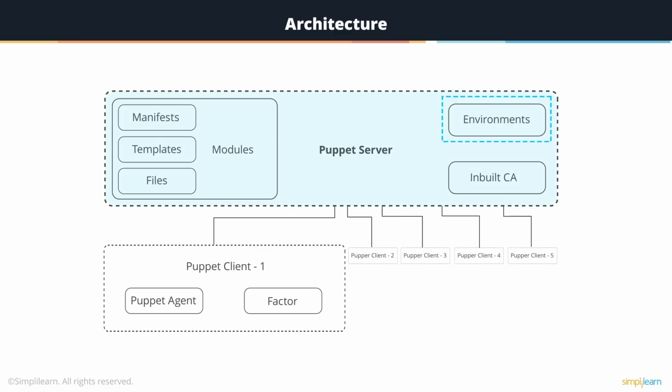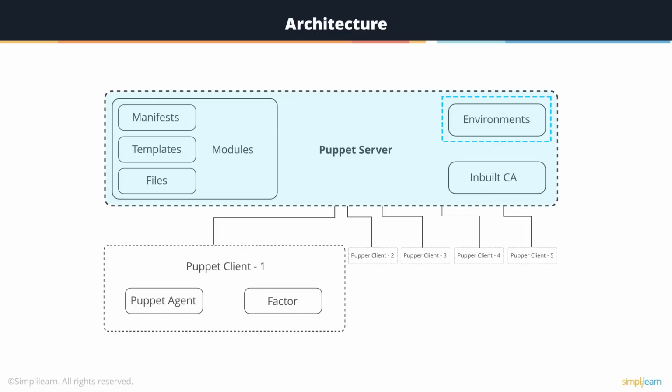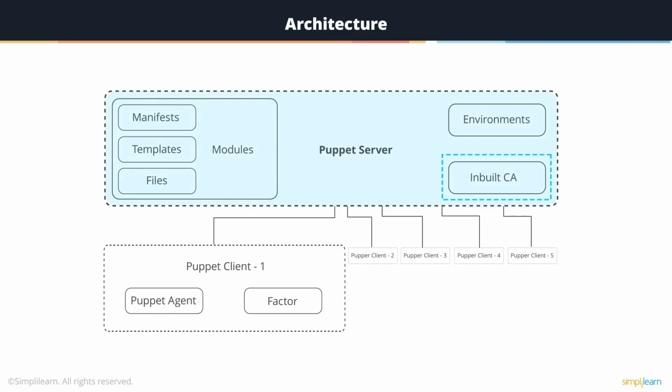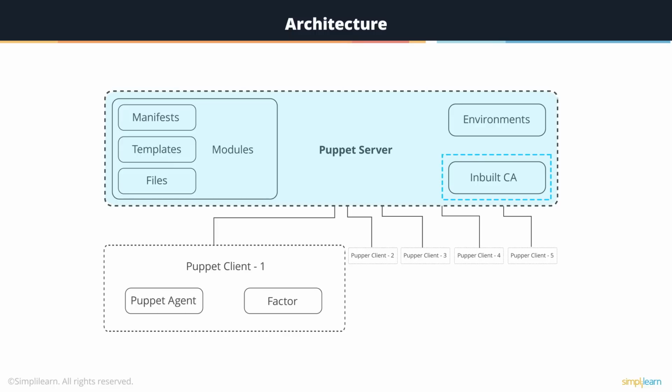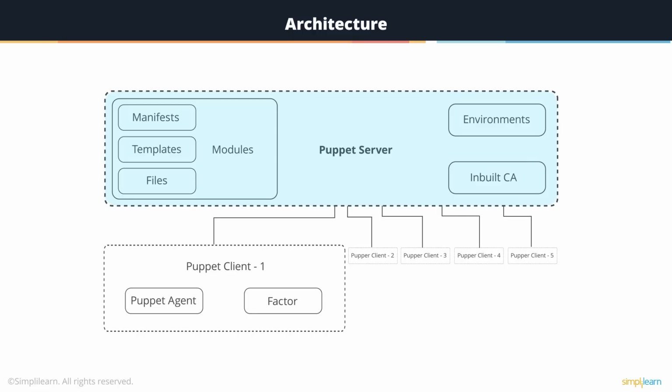Those are basically defined on a directory layer, and you've got the /etc/puppetlabs/environments folder where you can define environments. You've got an inbuilt certificate authority, which allows you to have a signing authority, which assigns all the certificates of the clients, only after which the clients can talk to the Puppet server. You have manifests, templates, modules, and files, which we will talk about in the next slide.